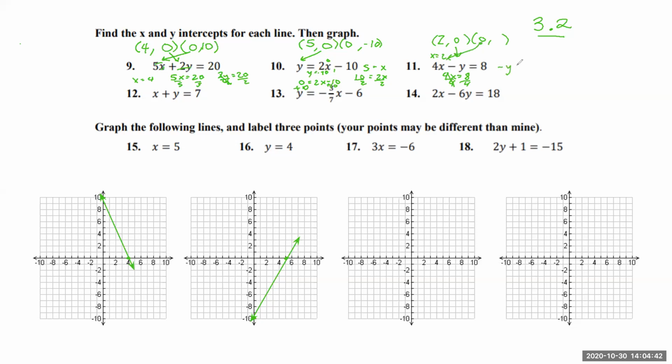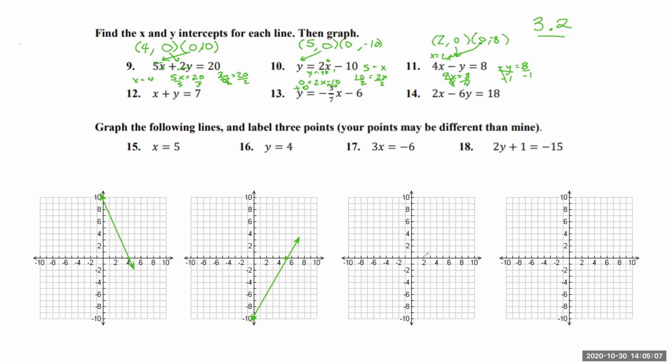Then for this next one, we plug in that 0 for x, and we have -y equals 8. This isn't done. Remember that we have to get y completely by itself, and we have to make it positive. Because it has a negative on it, we divide by -1 on both sides. We get y is -8, my bad.